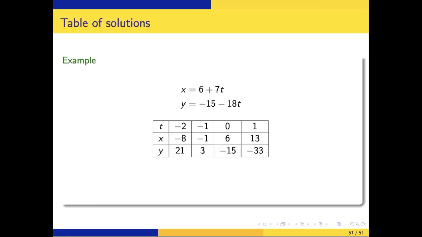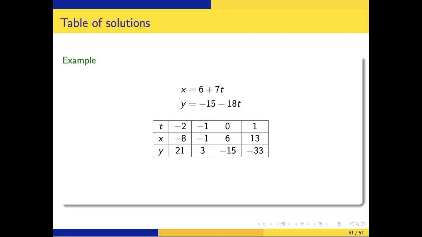Now we can use these two equations that we have just derived, x equals 6 plus 7t and y equals negative 15 minus 18t, to generate a table of solutions for this equation. Here we can sample a few integers for t, such as negative 2, negative 1, 0 and 1, and we can see what the corresponding x and y values are. For example, when t is equal to 0, we get x to be equal to 6 and y to be equal to negative 15.